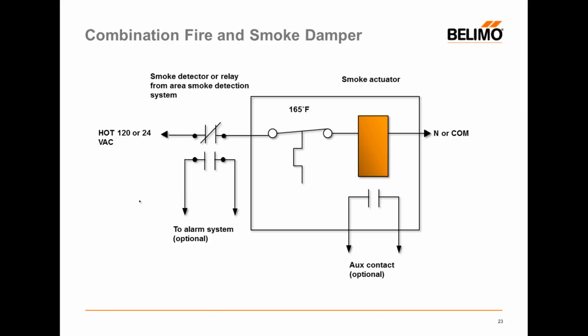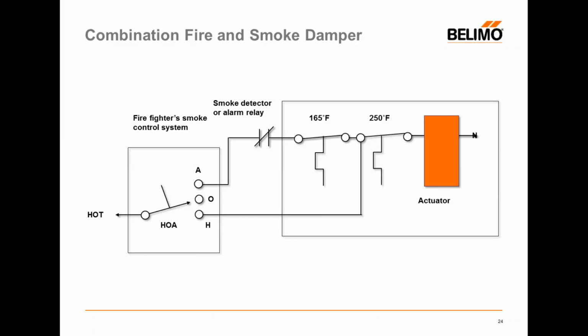There are also potential auxiliary contacts that can either let an alarm system or fireman's override panel know the position of that damper. So you may not see auxiliary contacts in every case, but they are in some cases required for alarming and indication.